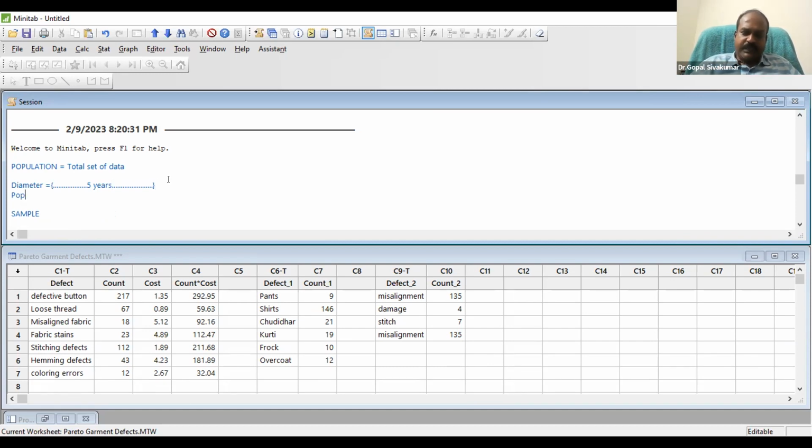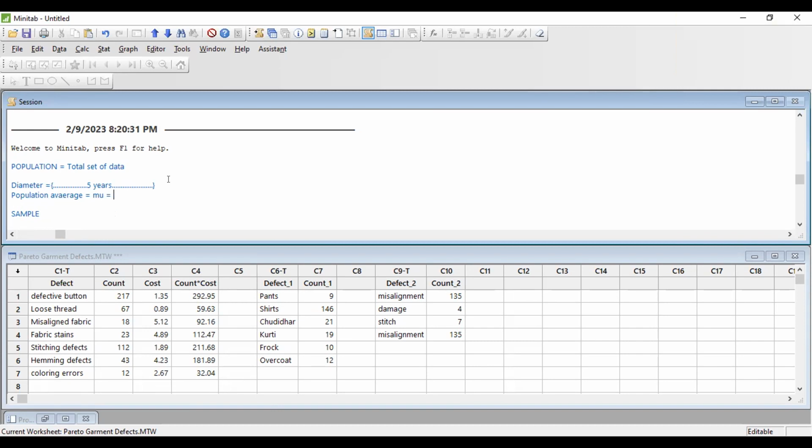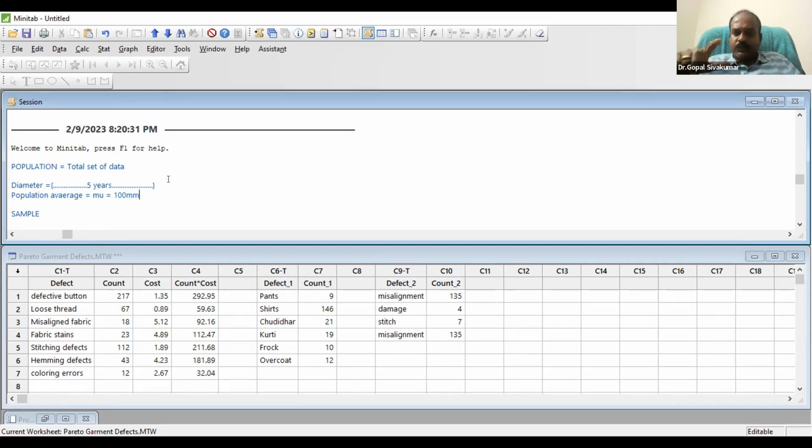Now the population will have an average. Am I right? Yes. This is statistically denoted by the symbol mu. I'm just typing using the English letter mu, but the mu symbol, I hope all of you know, right? I will also show it separately. So mu, and now let us say mu is 100 mm.